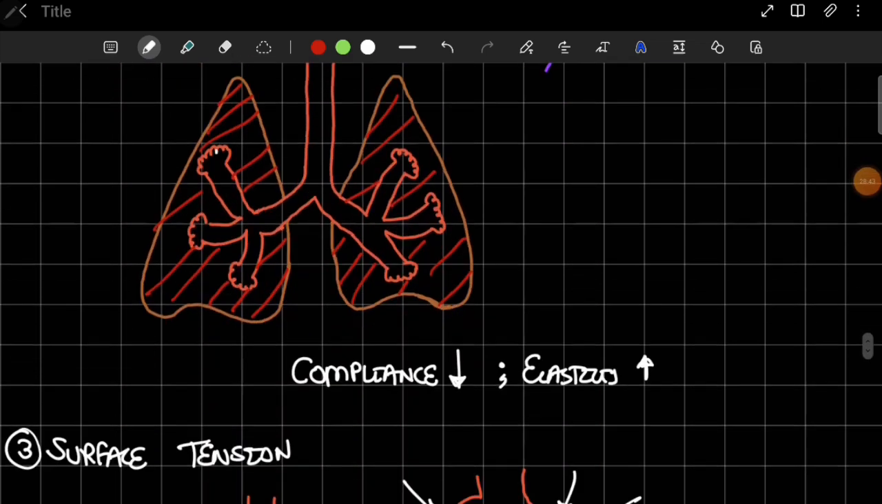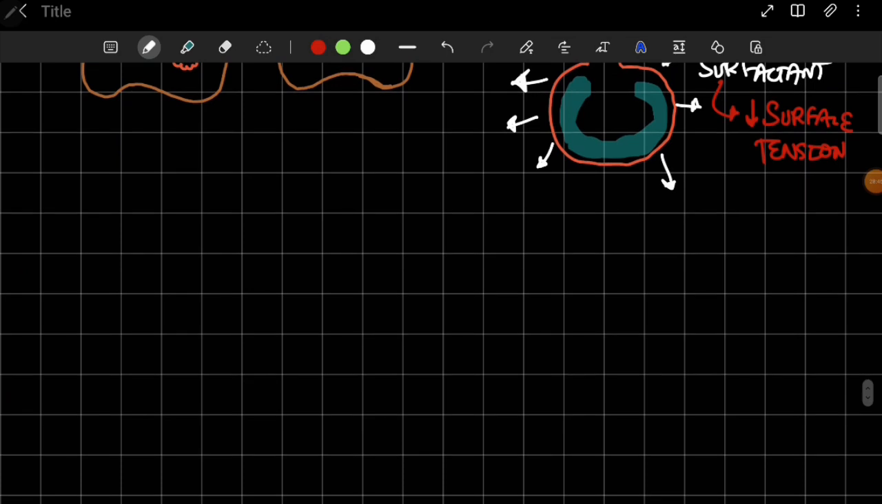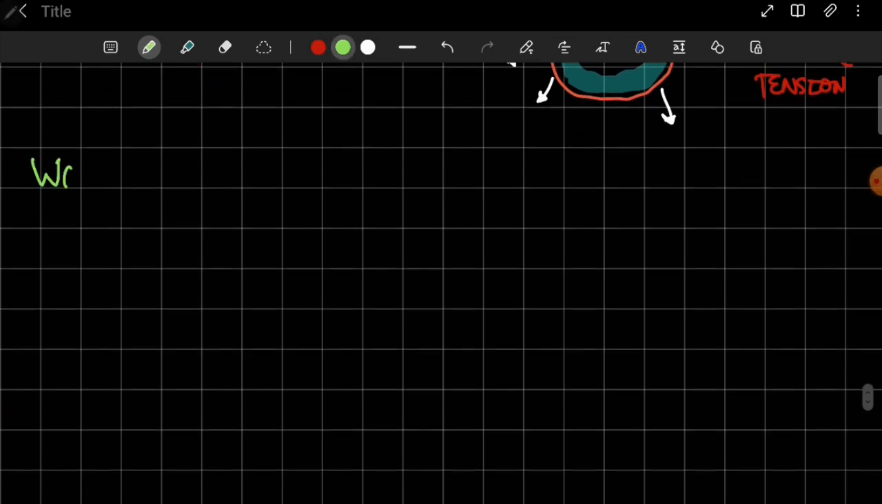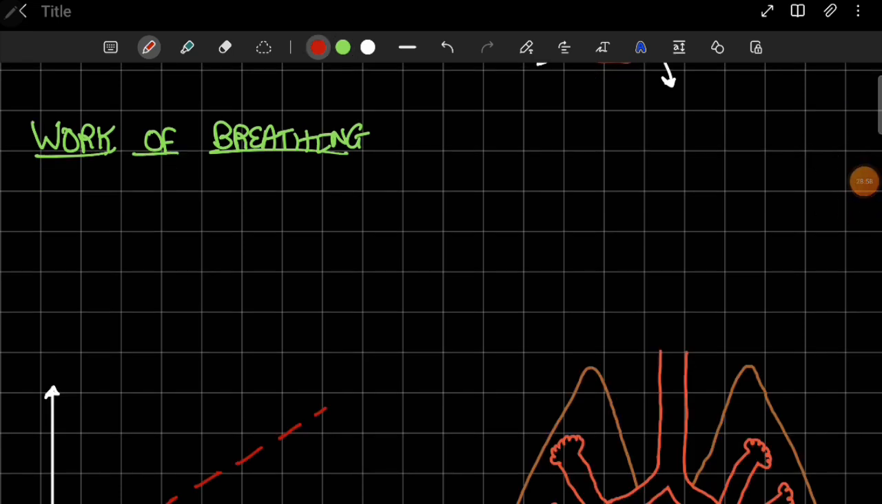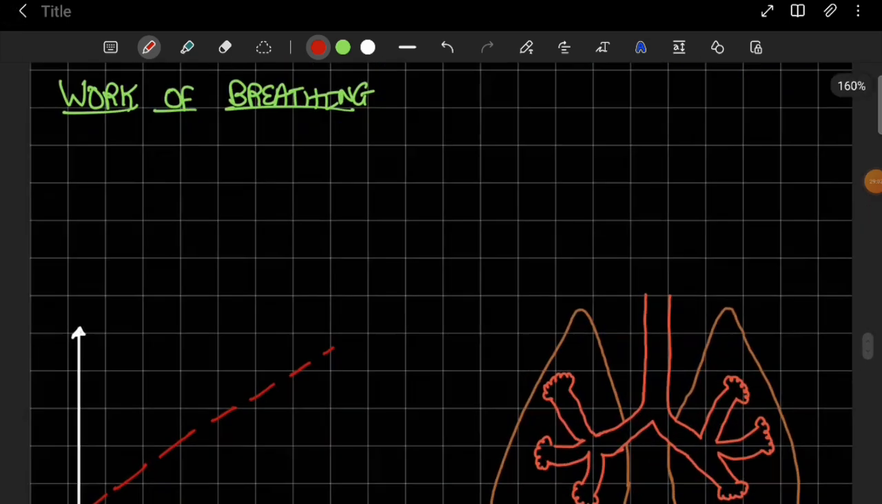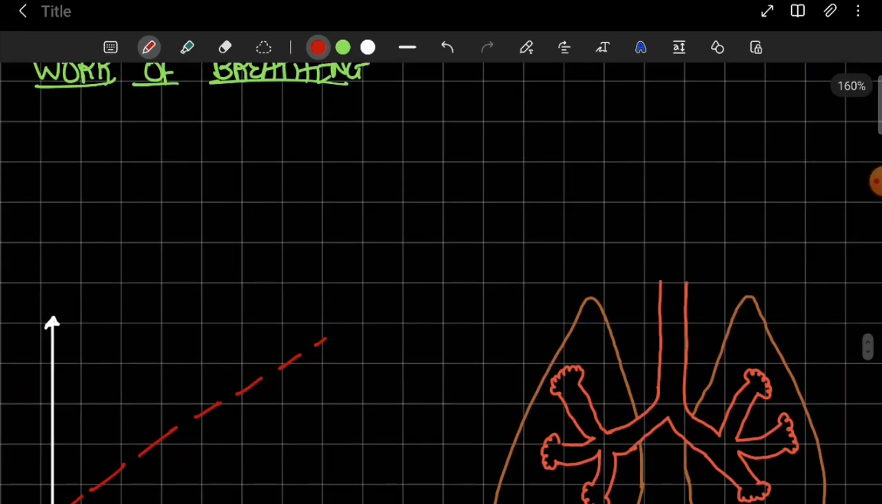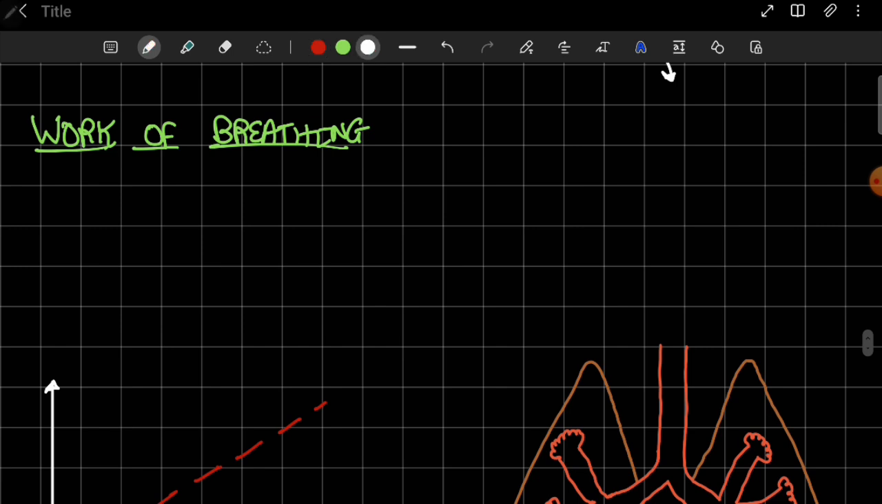Further, going with the topic, finally we are on to work of breathing. Now we will discuss work. So now we are in work of breathing. What is work of breathing? Work of breathing is the work done in breathing. So what is included in the work of breathing?